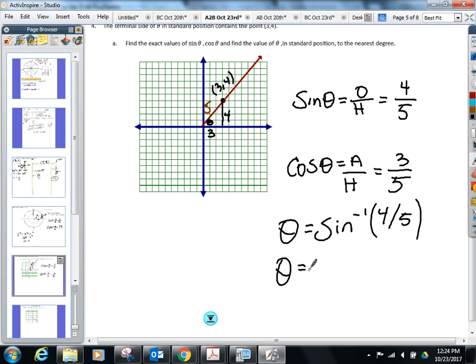Who's up? Cooper, you're up. What do you end up getting here? Or doesn't matter, sine or cosine. We're all going to come up with the same value. Sine, we got 53. Doesn't matter which one you use, as long as you plug in the correct fraction with it.